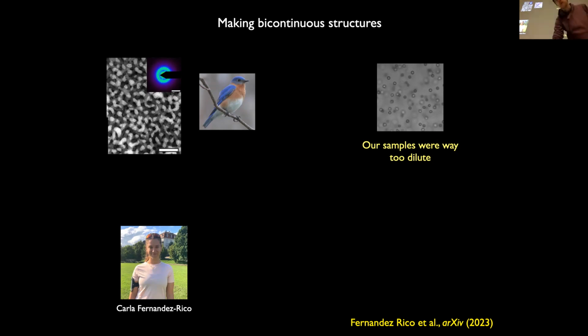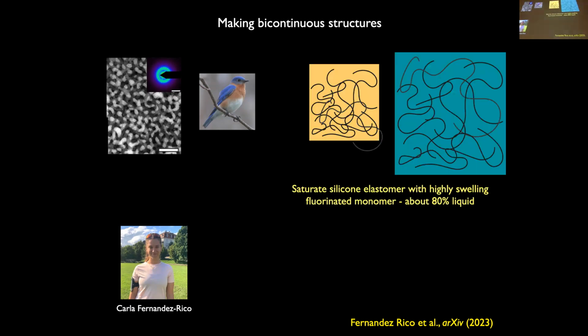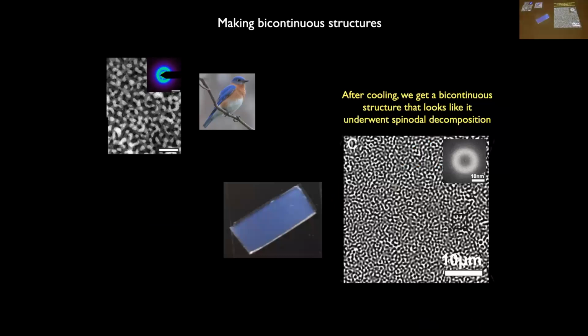She found a different monomer that swells this gel like crazy. It swells it so there's 80% liquid. And then she can drive phase separation in the gel from the highly swollen gel. And actually what she sees when she does this is something which looks exactly like this sort of spinodal decomposition structure. And the scattering pattern is this beautiful ring. So with this, we think we can actually start to reproduce some of these structures like the birds have here.